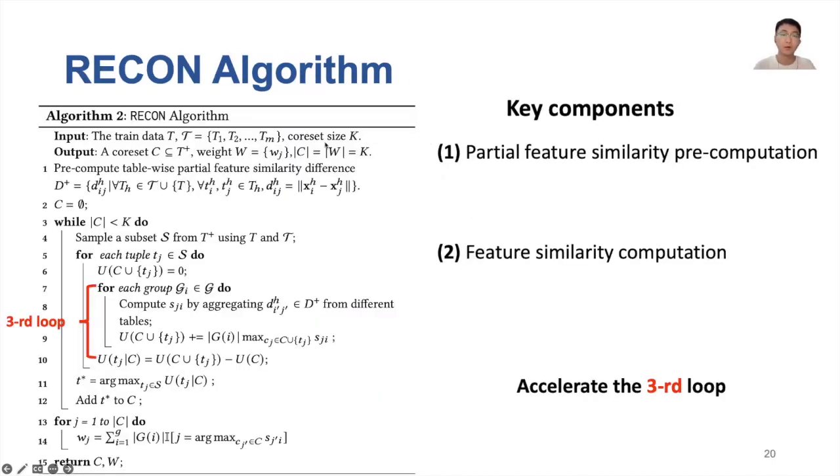Here is an overview of our proposed Recon algorithm. It accelerates the computation in the third for loop. To obtain such acceleration, it first precomputes the feature similarity in each individual table. After that, during the coreset selection, the feature similarity computation can be accelerated by simply aggregating these partial results.